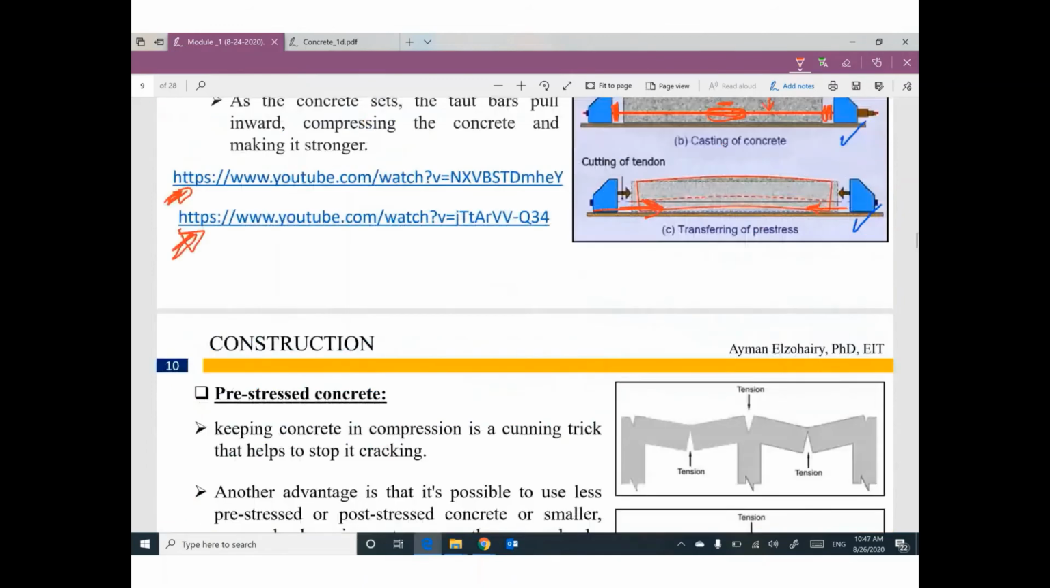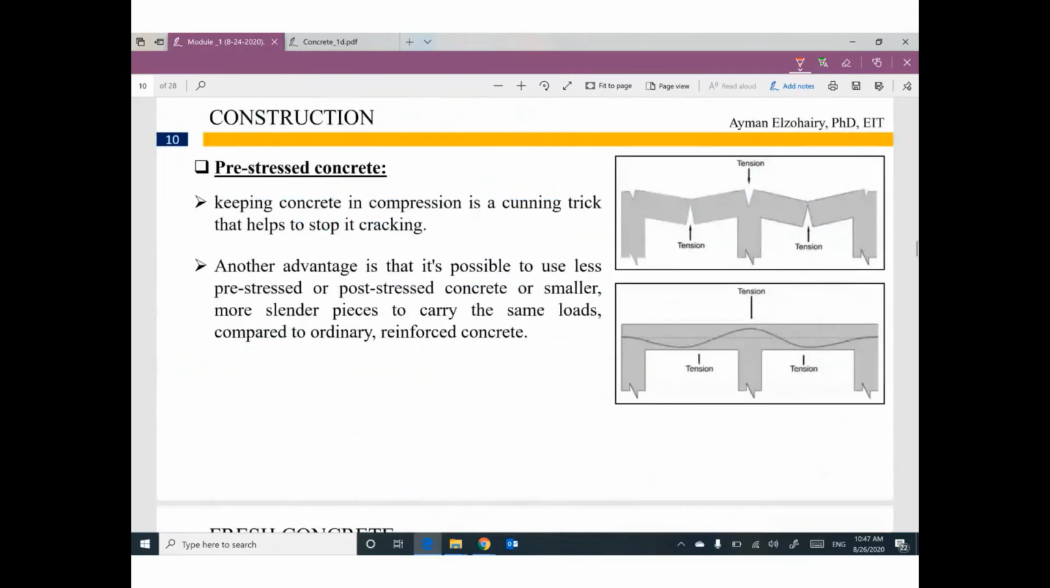So the main idea: if you have concrete without pre-stress, we can expect cracks. If you add pre-stress, these cracks will be closed due to the compression force applied by the cable.